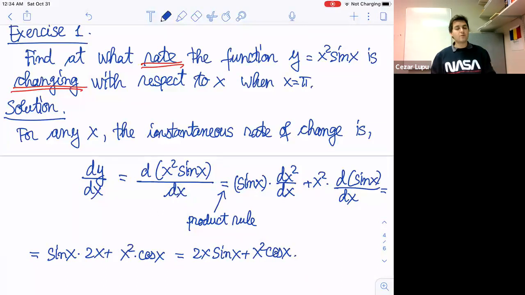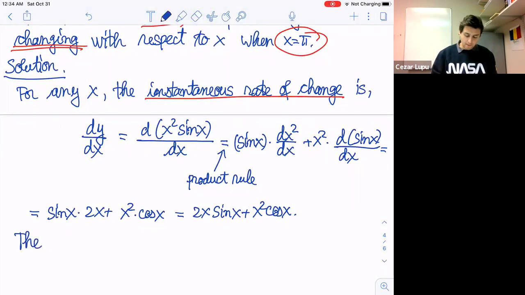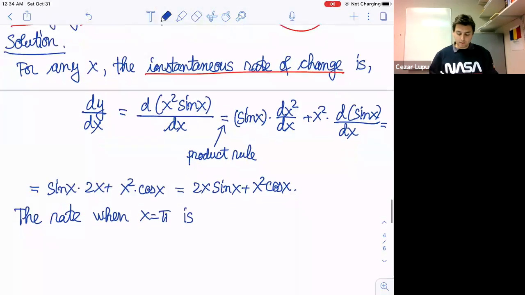Okay, so that's the instantaneous rate of change. So basically it's just the derivative. But now we look at what point we're interested in. So this would be the rate when x equals pi, which is given by the following. So basically we will have to compute the derivative of y with respect to x at the point x equals pi.